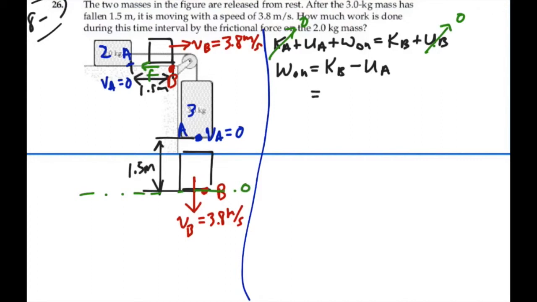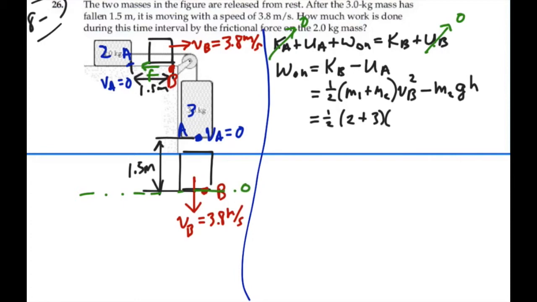Our kinetic energy at B is 1/2 both masses moving with the same speed, so it's mass 1 plus mass 2 moving with a velocity of B squared, minus our potential energy at A, which is mass 2 g times our height. So we have 1/2 times 2 kilograms plus 3 kilograms times velocity of B squared, 3.8 meters per second squared, minus 3 kilograms times 9.8, and we were 1.5 meters up at that point. This is equal to a negative 8 joules.